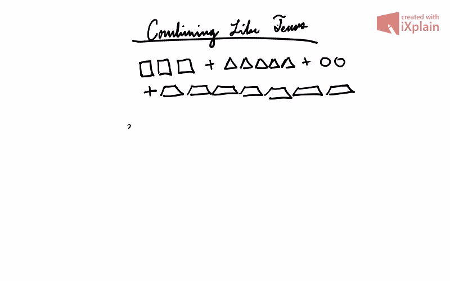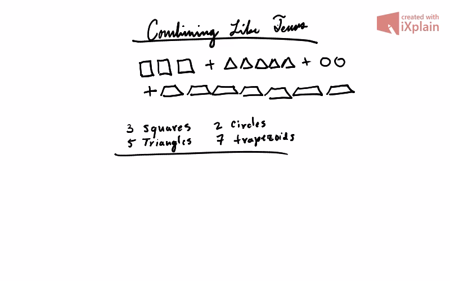Well, you've got 3 squares, right? You've got 5 triangles. You've got 2 circles. And you should have 7 trapezoids if you counted right. So 7 trapezoids. Well, how many objects in all? Well, 3 plus 5 is 8, plus 2 is 10, plus 7 is 17. So 17 objects in all. 17 shapes in all, right? Cool, right?